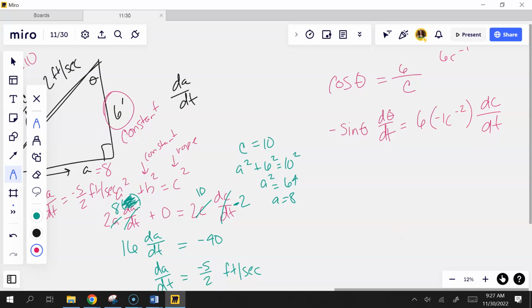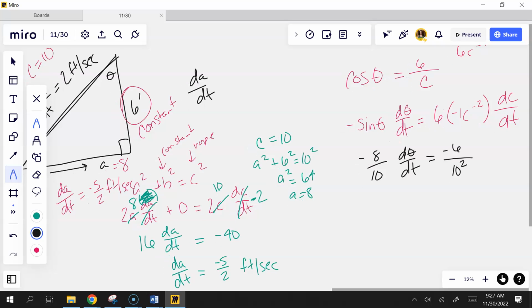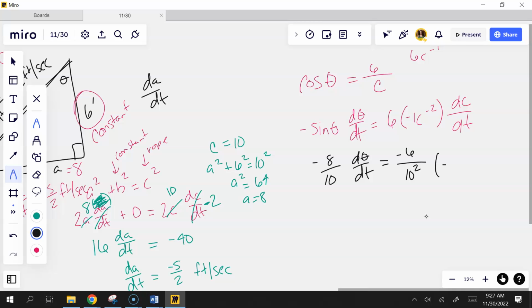We know that the sine of theta, here's theta, sine is opposite, which is 8, over hypotenuse, which is 10, but it's negative, so -8/10 d theta/dt equals -6 over, what did we say C was? 10? And dc/dt is -2.